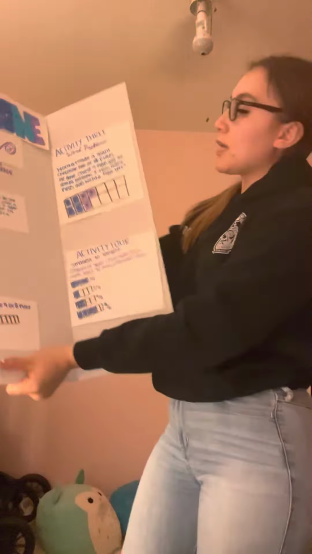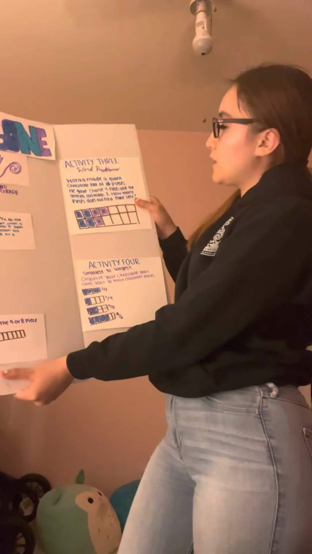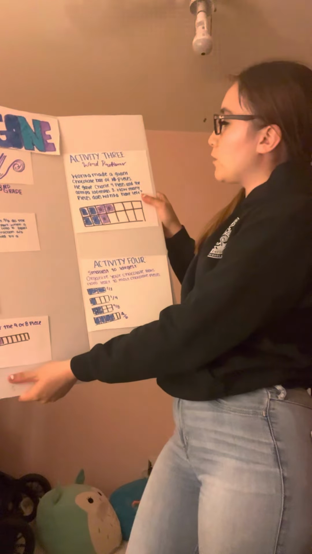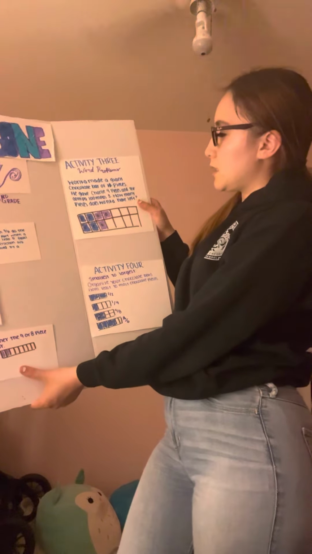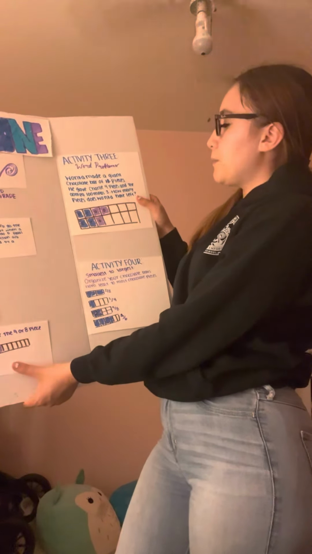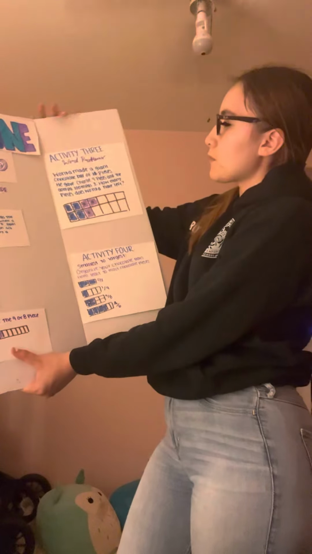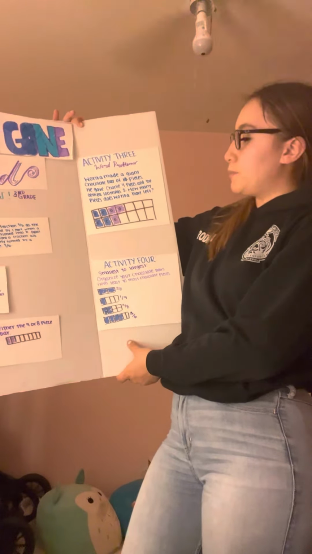On the right, I have activity 3 and activity 4. Activity 3 is a word problem. The word problem is Wonka made a giant chocolate bar of 14 pieces. He gave Charlie 4 pieces and the Oompa Loompas 3. How many pieces does Wonka have left? So this one is just so they can kind of understand fractions and point it out in front of them.